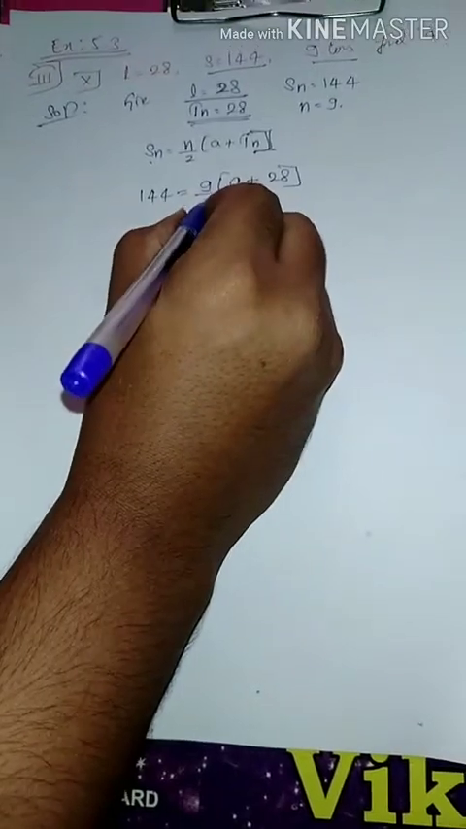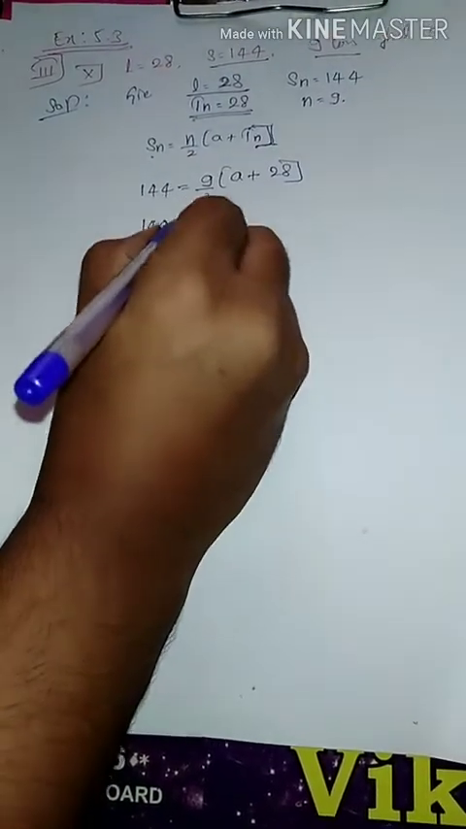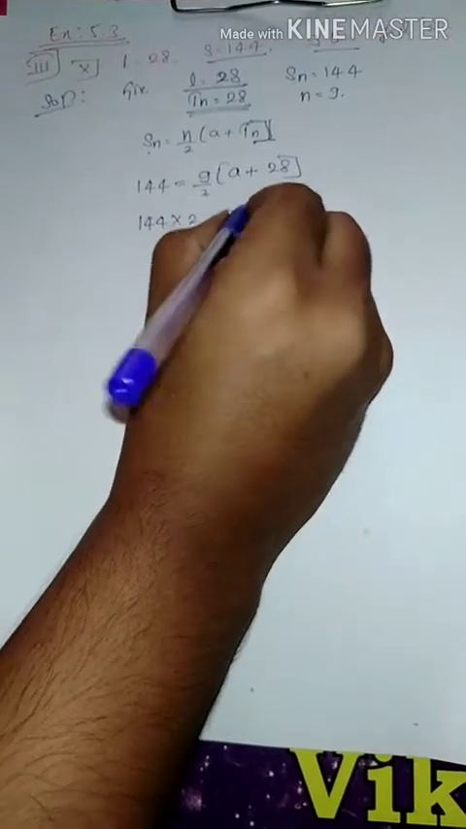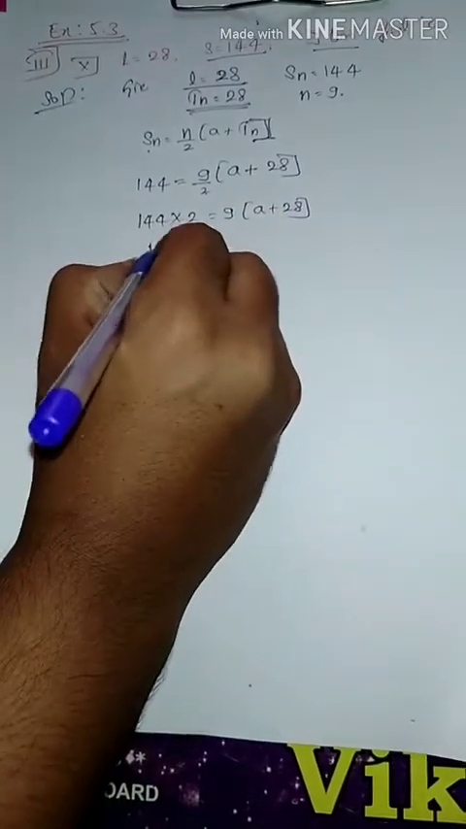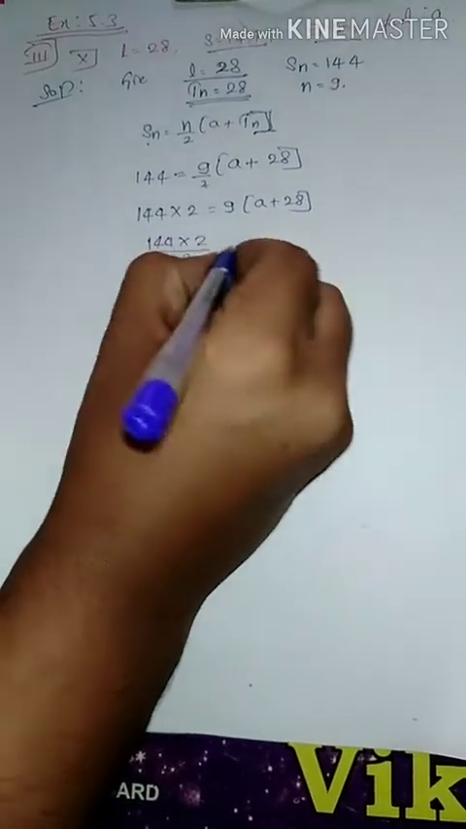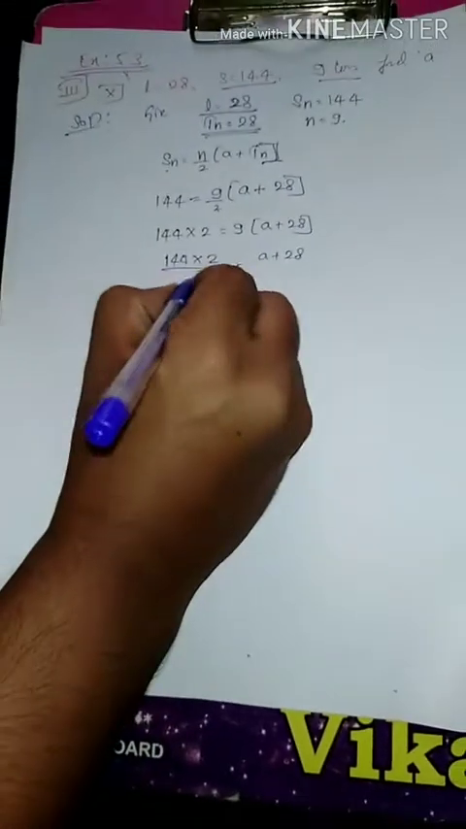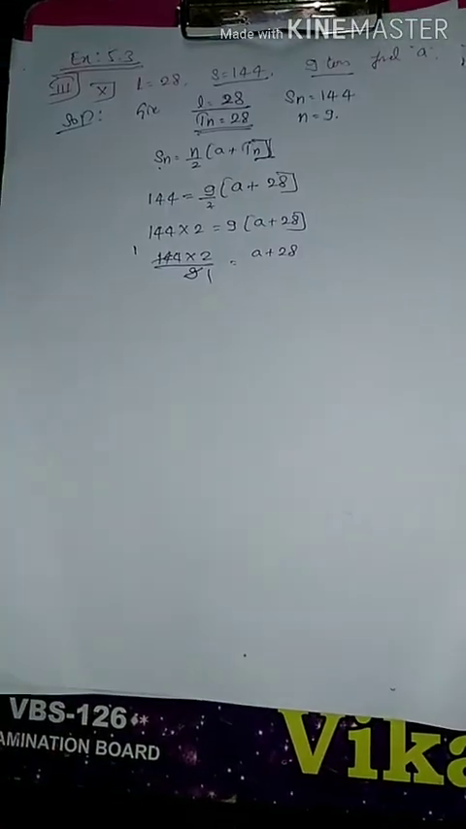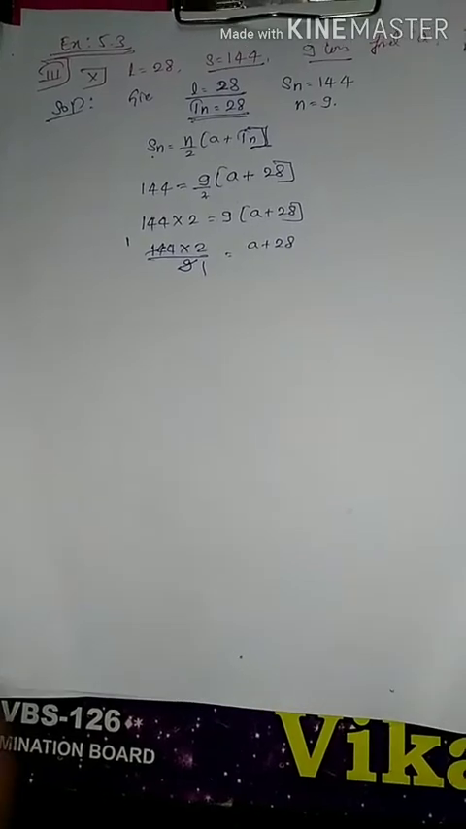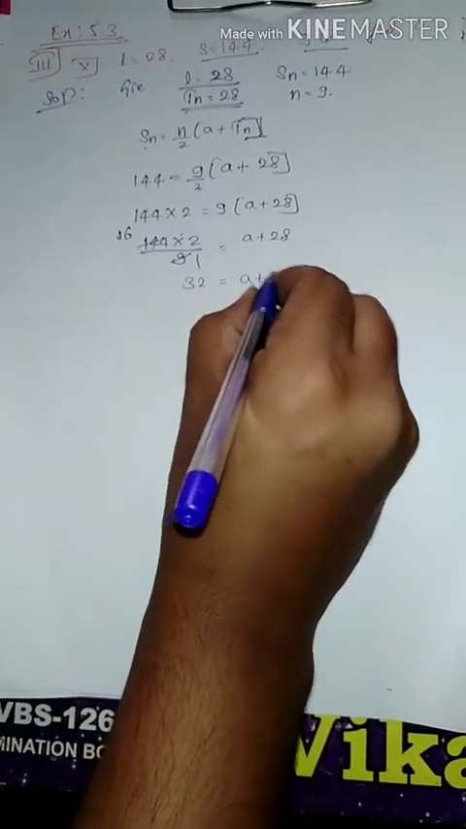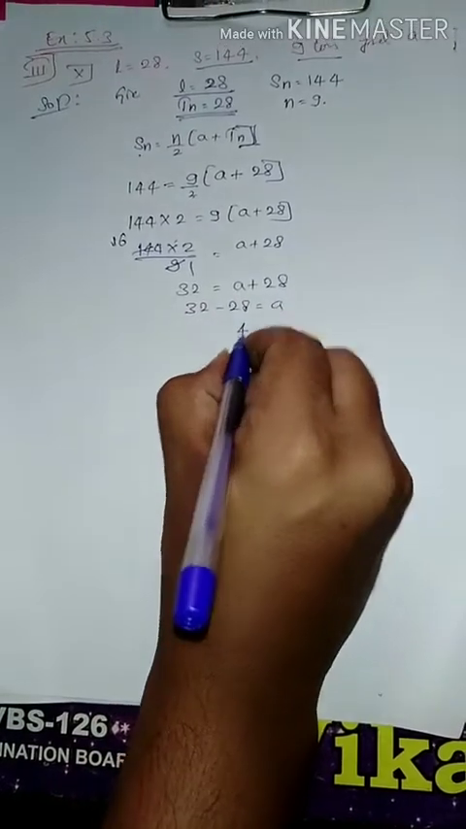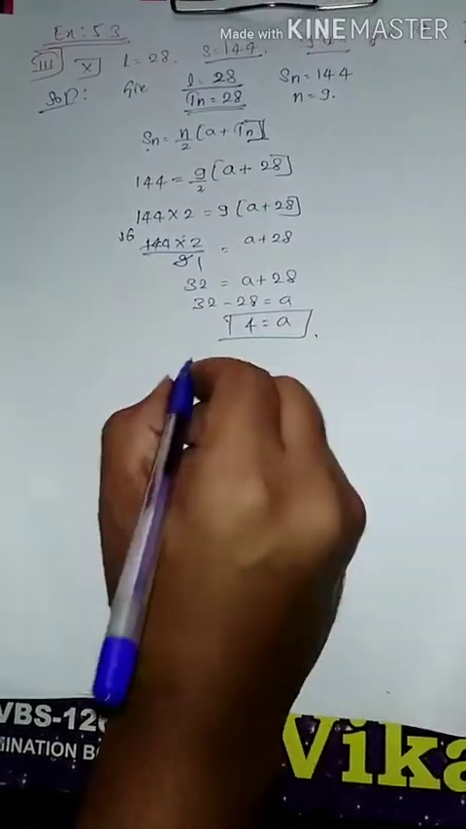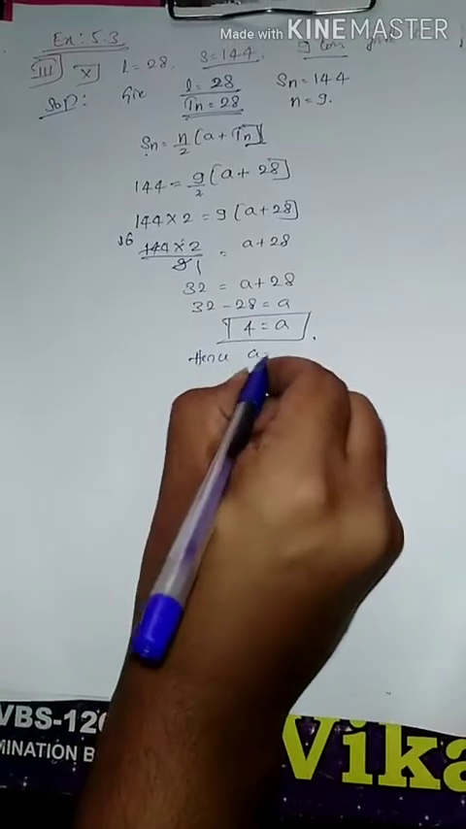By cross multiplication, 2 moves to the left hand side. 144 into 2 is equal to 9 into a plus 28. And 9 moves to the left hand side. It becomes 144 into 2 divided by 9 is equal to a plus 28. 9 1s are 9, so the remainder is 5, 54. 9 6s are 54. 16 2s are 32 is equal to a plus 28. 32 minus 28 is equal to a. 32 minus 28 is 4. Therefore a is equal to 4. Hence the first term a is equal to 4.